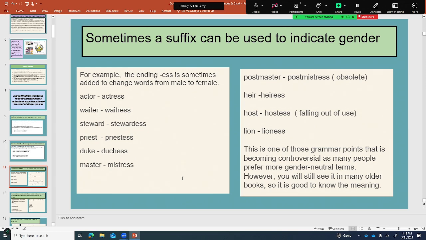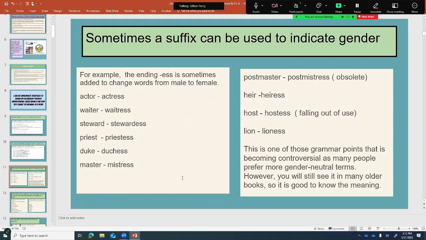Generally, if you see the form -ess added to the end of a word, it changes the word from male to female. So actor is a male, actress is a female. Waiter is a male, waitress, female. Steward, stewardess. Priest becomes priestess. A duke becomes a duchess.